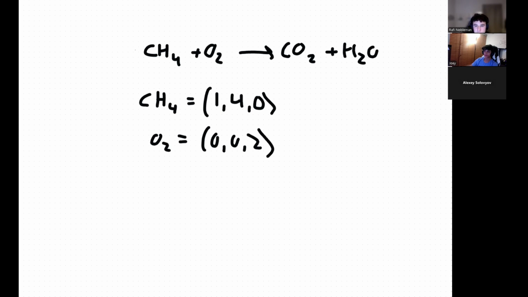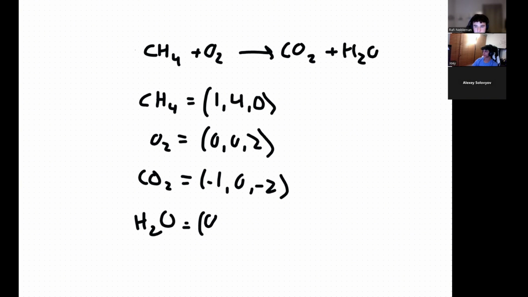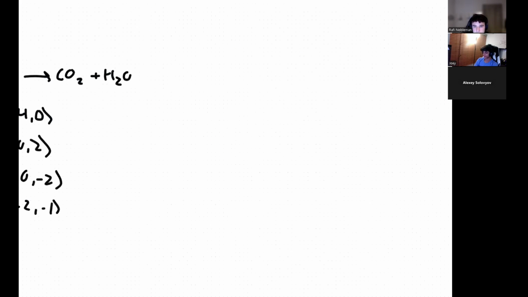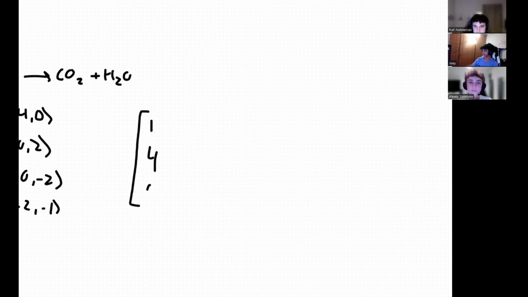For CO2, it would be -1, 0, 2. And then for H2O, it would be 0, -2, -1. Okay, so now we can take these vectors and put them into a matrix. And then in the end, once we have this matrix, we'll row reduce it.